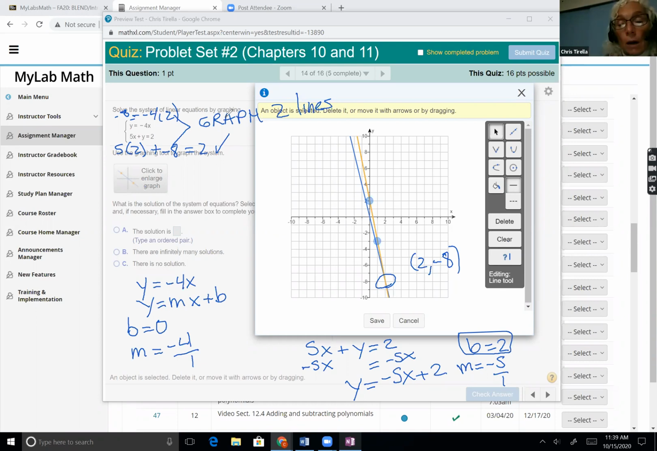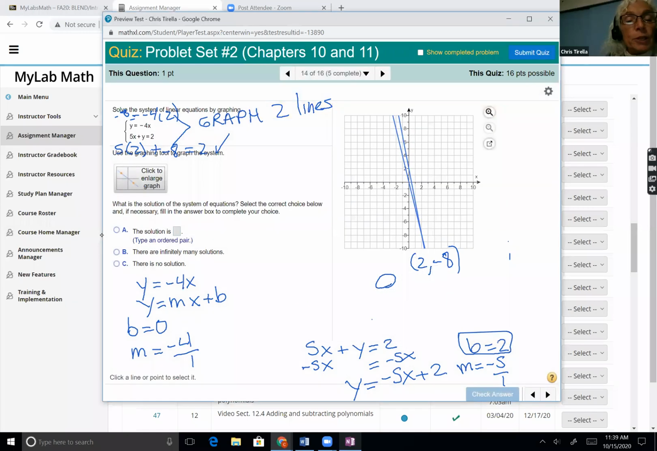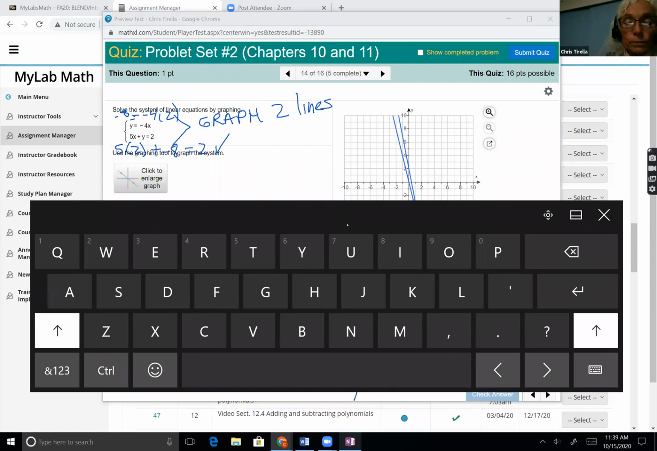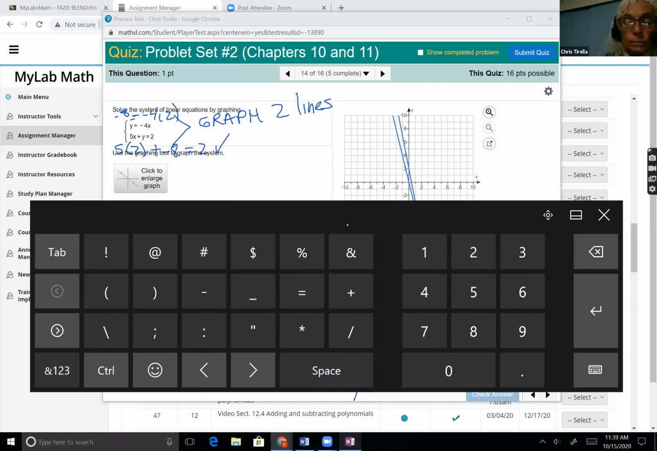So, let me save that. Whoops, back to the mouse again. Save that. So here I would check part A. And the solution is the point, I gotta move the chat. Is it gonna let me move the chat? Yeah. So what did we say our solution was? The point 2, negative 8? And of course it didn't type in there.